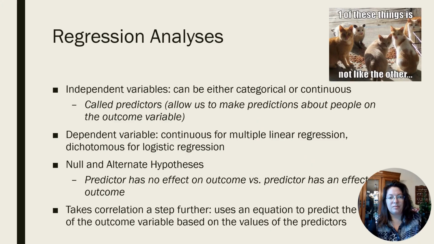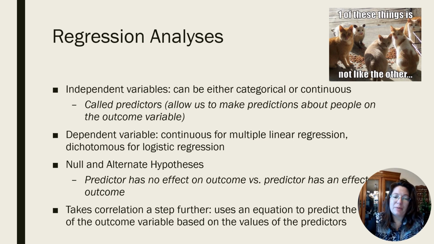Okay, today we're going to cover regression analyses. So what regressions do is they just take correlations a step further. With regressions, the independent variables can be either categorical or continuous, and they're called predictors in these cases because they allow us to make predictions about people on a specific outcome variable, which is what we use to say dependent variable when it comes to regressions.